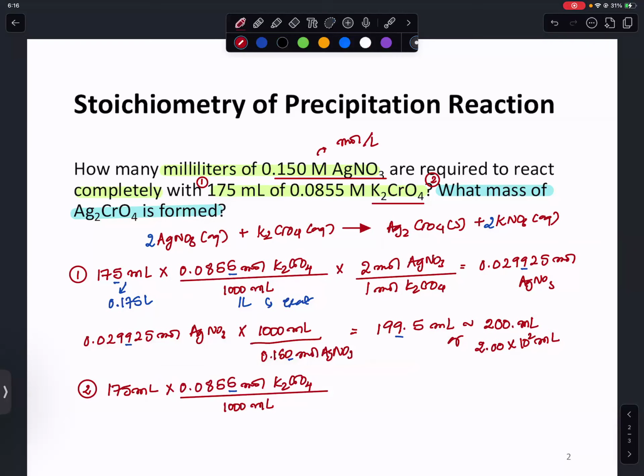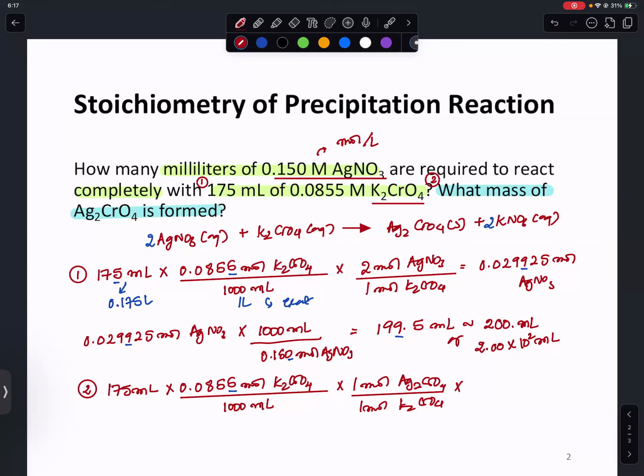Okay. Now let's look. For every 1 mole of silver chromate produced, I have 1 mole of potassium chromate consumed. So I can say it's a 1-to-1 molar ratio: 1 mole silver chromate over 1 mole of potassium chromate. And finally, I want to switch to mass because it's asking about the mass.